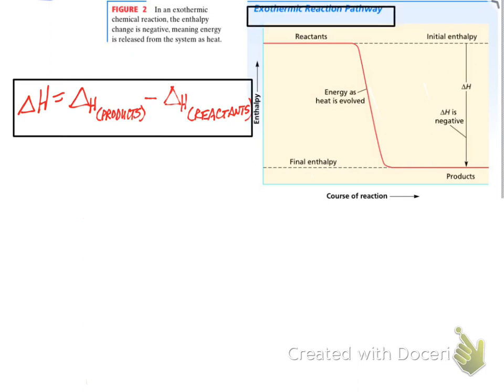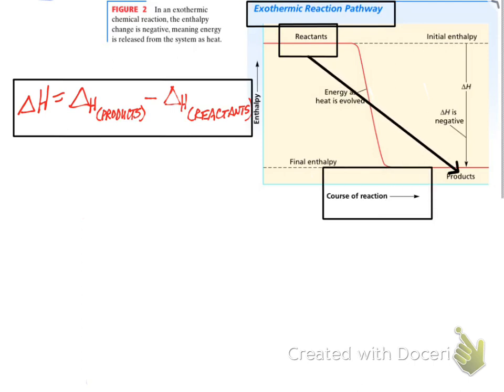Okay, so it's an exothermic reaction pathway. And I just want to draw your attention to a few things as we do this. In an exothermic reaction, the reactants have more energy than the products. This down here is the course of reaction. This is the enthalpy. On the x-axis is just essentially time. On the y-axis is heat. Enthalpy is just a fancy word for heat. So make a note of that. Enthalpy is a fancy word for heat.